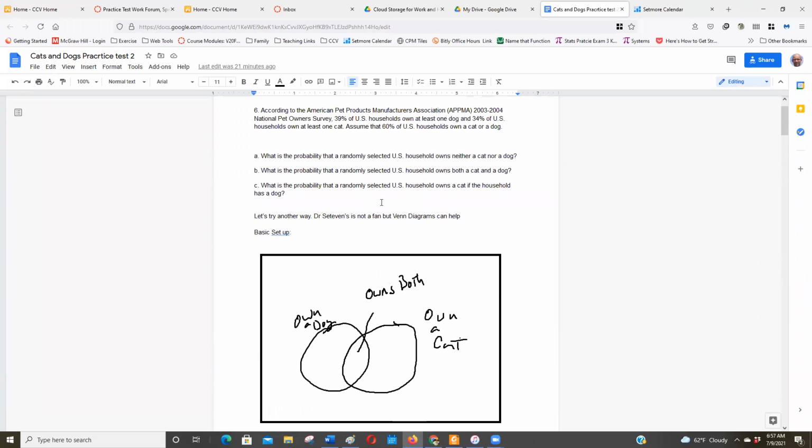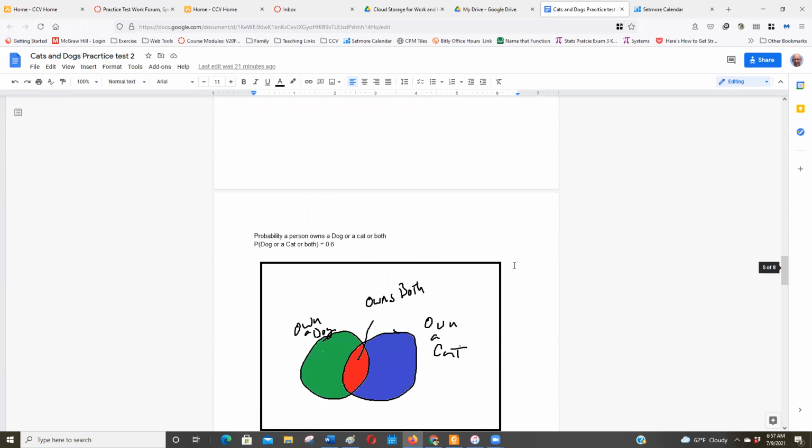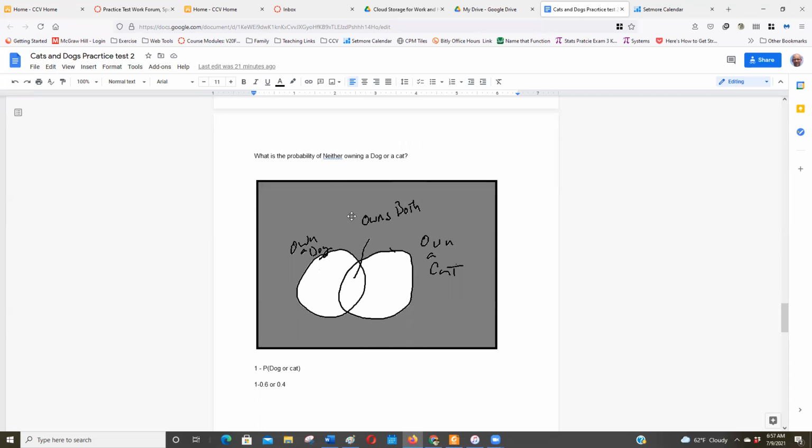So that answers part B. I'm kind of working backwards here as far as answering these questions. I think that's our last question. Is that what's the probability? No, that's B, the probability of both a cat and a dog. Okay, and then let's answer part A, where it says neither. Oh, there's a typo. No, either, neither, that's right.